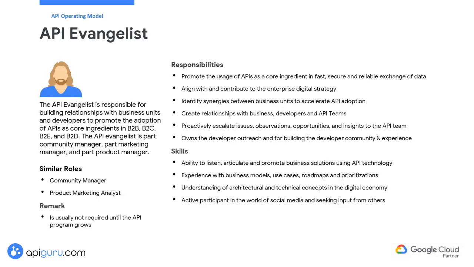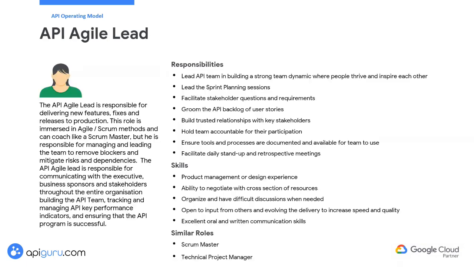The API Evangelist is responsible for building relationships with business units and developers to promote the adoption of APIs as core ingredients in B2B, B2C, B2E, and B2D. The API Evangelist is part community manager, part marketing manager, and part product manager. The API Agile lead is responsible for delivering new features, fixes, and releases to production. This role is immersed in Agile and Scrum methods and can coach like a Scrum Master, but is responsible for managing and leading the team to remove blockers and mitigate risks and dependencies.